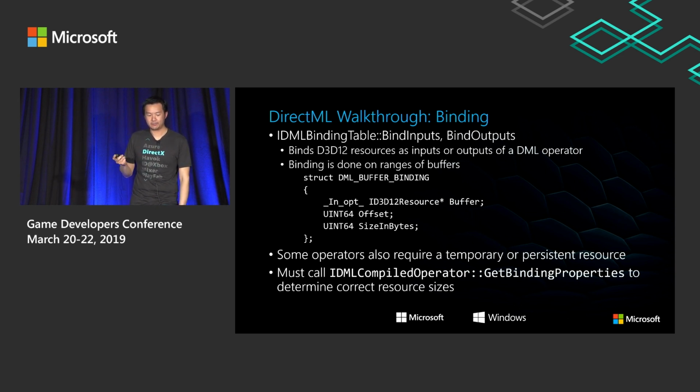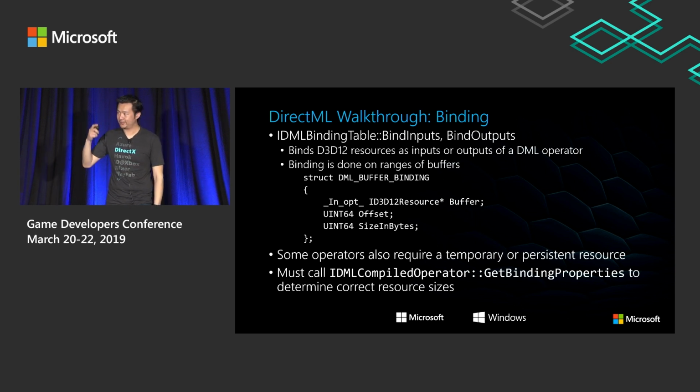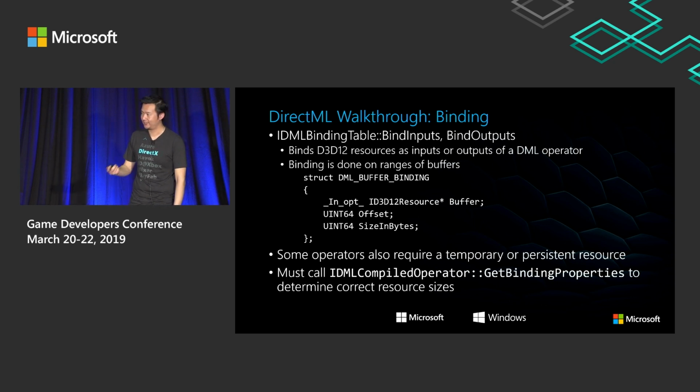The reason for this is because DirectML can and does choose different algorithms for implementing these machine learning operators depending on what's most optimal for your hardware. So on your NVIDIA chip, we may pick one particular algorithm. On your AMD chip, we may pick a different one. And therefore, we may require different resource sizes for our temporary and persistent resources. And so you can never assume anything. You always have to query DirectML because these things can and do change across hardware and driver versions.